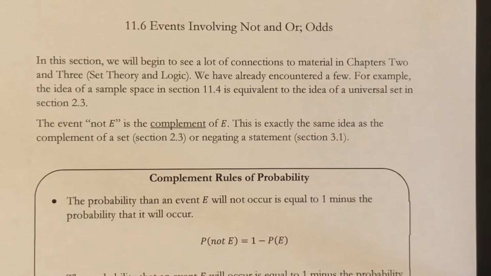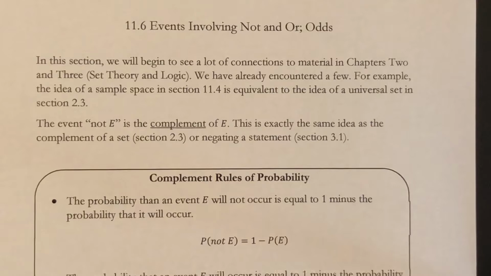In this section, we're going to see a lot of connections with the stuff we did in chapter 2, which was set theory, and then chapter 3 was the logic. I made a lot of connections between those two chapters when we did chapter 3. But a lot of the formulas that we got earlier are going to come back. Now the notation may be a little bit different because now we're talking about probability, but the ideas are the same.